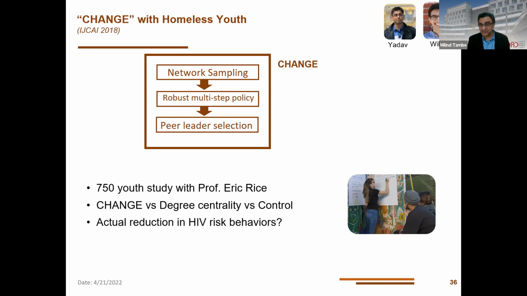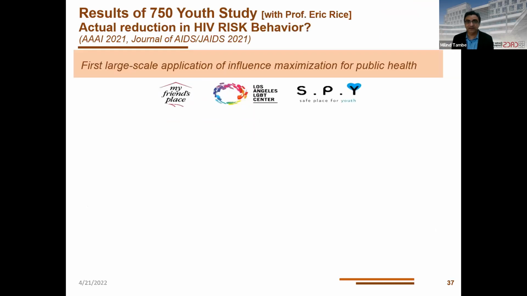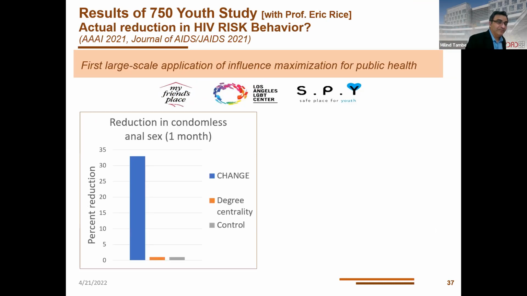So, actual reduction in HIV risk behavior. And what we find here, this is, again, the first large-scale application of influence maximization for public health, done in collaboration with three homeless youth shelters in Los Angeles: My Friend's Place, Los Angeles LGBT Center, and Safe Place for Youth. Having done this study, at the end of one month, if you look at reduction in condomless anal sex, which is one of the HIV risk behaviors, CHANGE has more than 30% reduction in this HIV risk behavior.